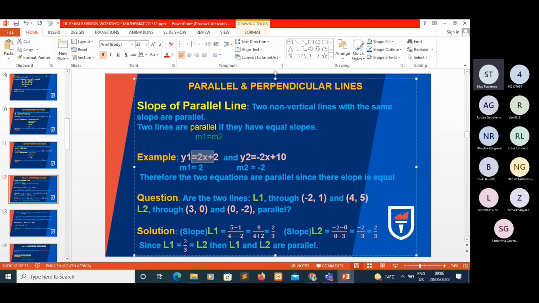This equation has a slope of 2, and this equation has a slope of minus 2. Therefore, since their slopes are not the same, these two equations are not parallel. So that's how you judge from two equations whether they are parallel or not. You can just judge using their slope. You check their slope and then determine whether they are parallel or not.